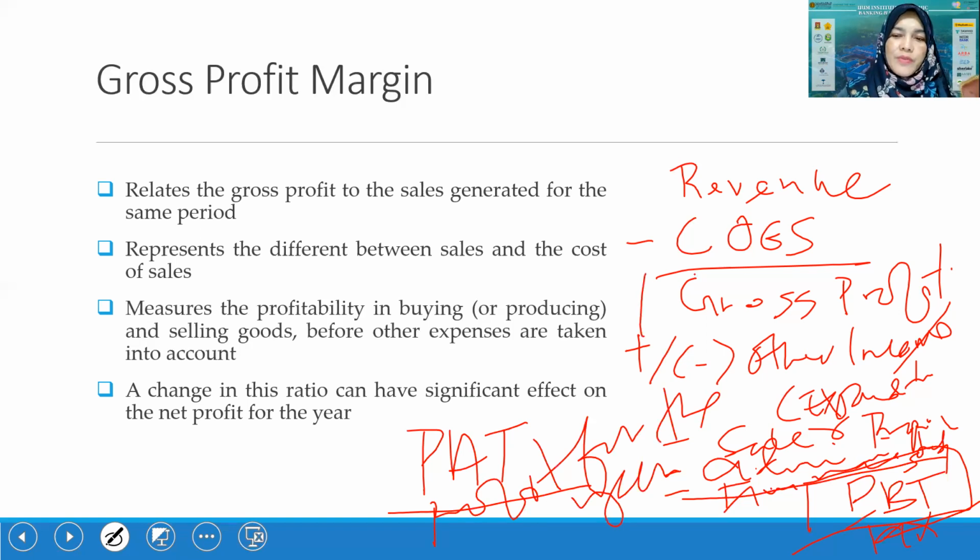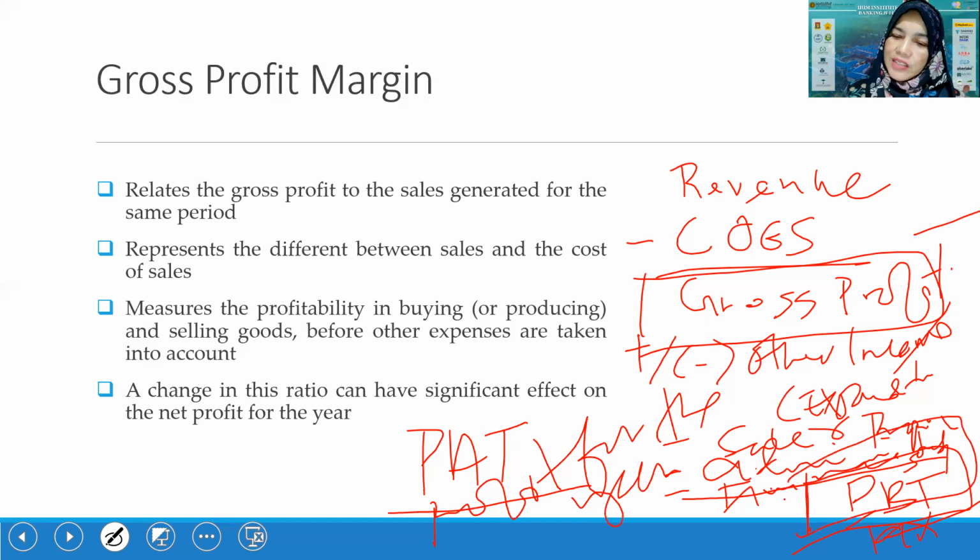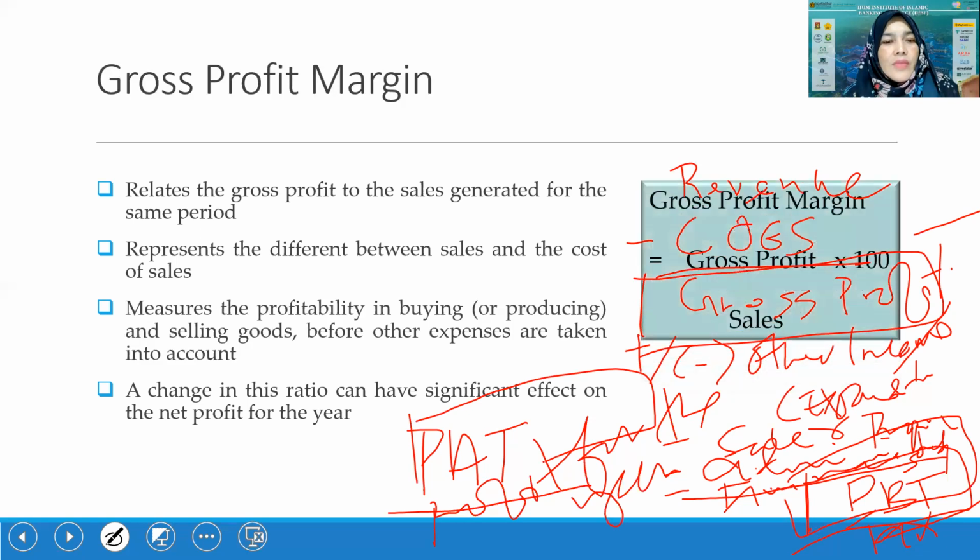So actually, gross profit margin is the first level. Once the gross profit margin is not good, let's say negative, then definitely the PBT will also be negative, and then the profit after tax will also be negative. It will be connected to one another.